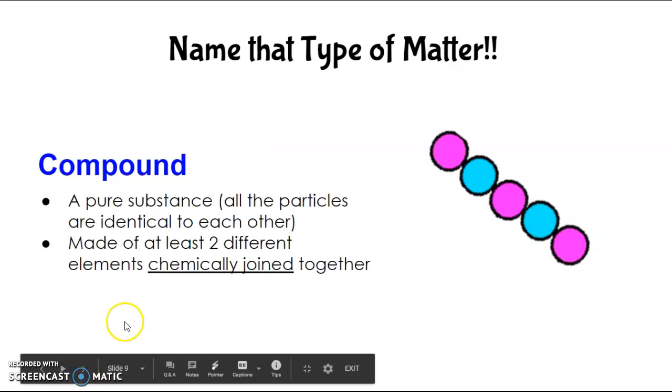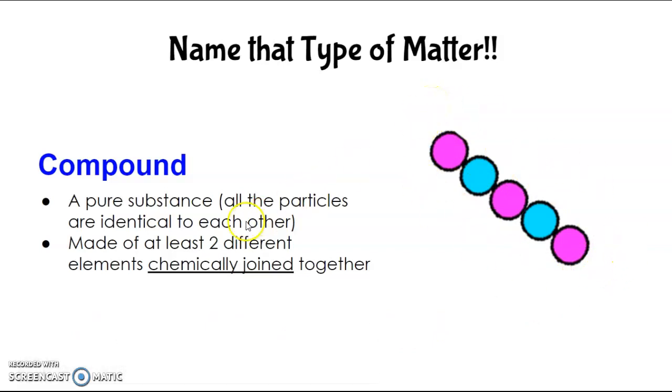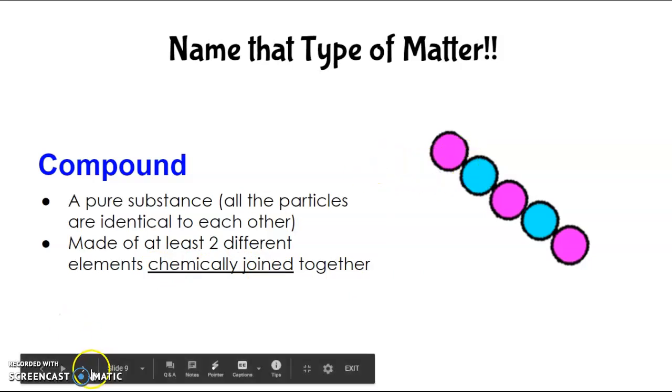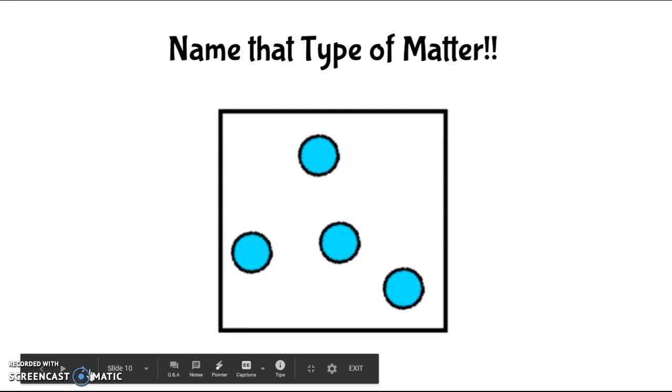So this is a compound. Again, it's a pure substance because you have only one type of particle in here. Also, it's made up of at least two different elements chemically joined together. So we see that here because you have this pink circle and this blue circle, and they're chemically joined together. Next one.